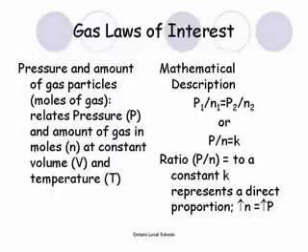We'll also be mathematically describing the relationship between pressure and the amount of gas particles in moles of gas, and this will take place at a constant volume and temperature. So the mathematical description would be P1 over n1 is equal to P2 over n2, or the ratio of P over n is equal to a constant K. Since it's a ratio equal to a constant, this represents a direct proportion. If you increase the number of moles of gas, you'll increase the pressure. If you remove gas from the system, the pressure will decrease when volume and temperature remain constant.